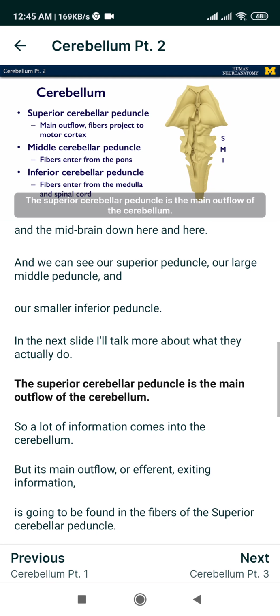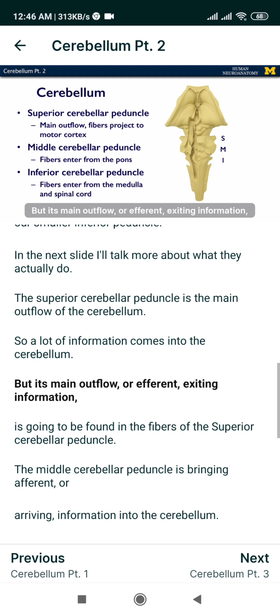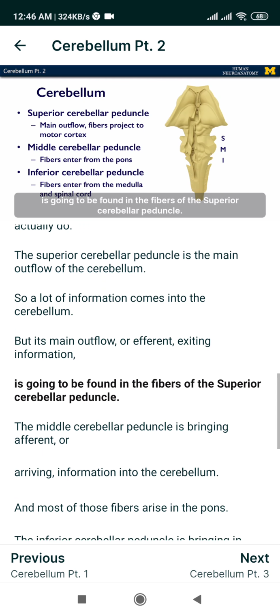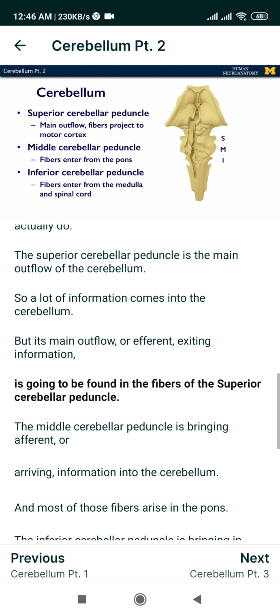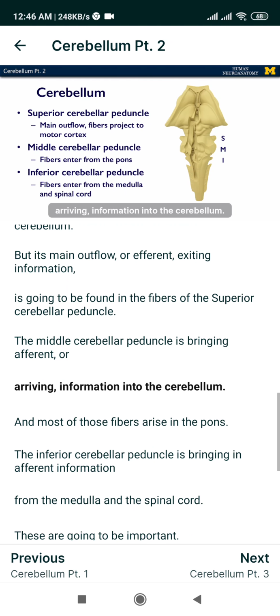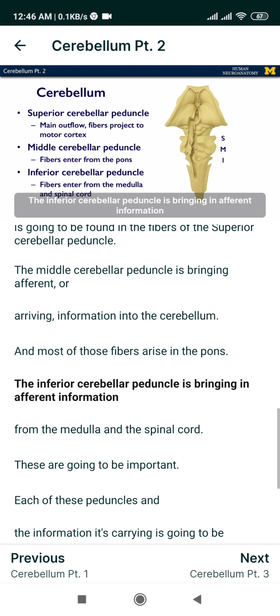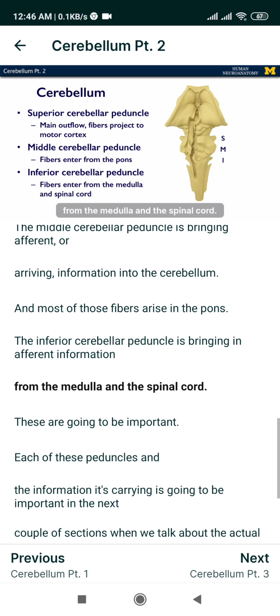The superior cerebellar peduncle is the main outflow of the cerebellum. So a lot of information comes into the cerebellum, but its main outflow, or efferent exiting information, is going to be found in the fibers of the superior cerebellar peduncle. The middle cerebellar peduncle is bringing afferent or arriving information into the cerebellum, and most of those fibers arrive in the pons. The inferior cerebellar peduncle is bringing in afferent information from the medulla and the spinal cord.